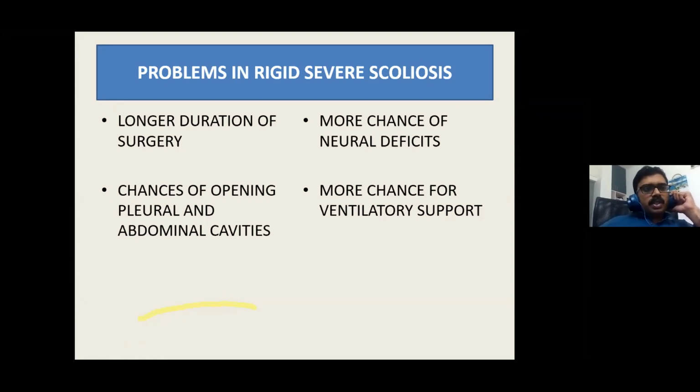Of course, correction of a severe scoliosis carries a chance of neural deficit in all series. And sometimes these patients will require pre-op optimization of chest function, with the added concern that the patient may require ventilatory support for some time after surgery. So you should be prepared for all these eventualities before attempting surgeries on rigid severe scoliosis.